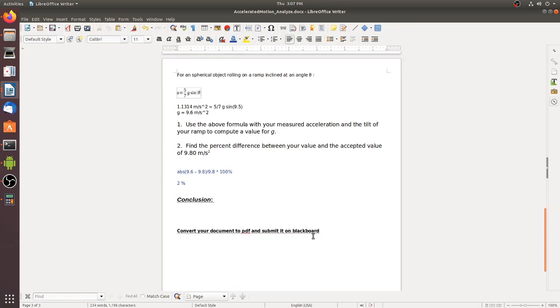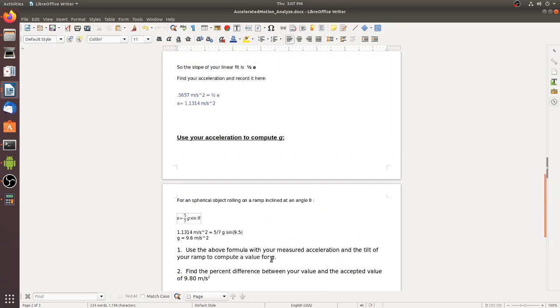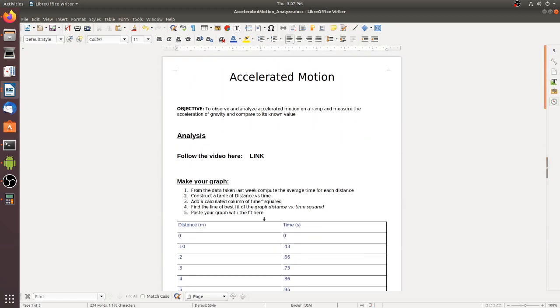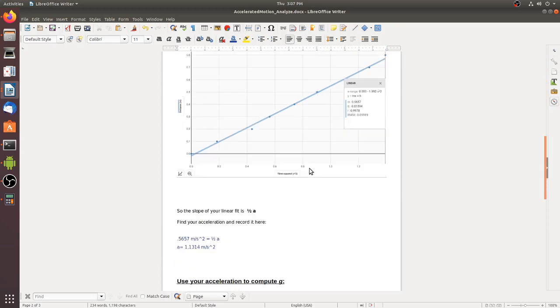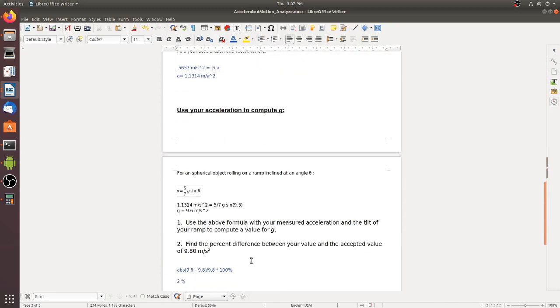Okay, now write a conclusion. These conclusions don't have to be very elaborate. I want them in your own words, though. Depending on how your results came out, you look at the objective: to observe and analyze accelerated motion, measure the acceleration and compare it to its known value. Well, does this percent difference satisfy you or not?